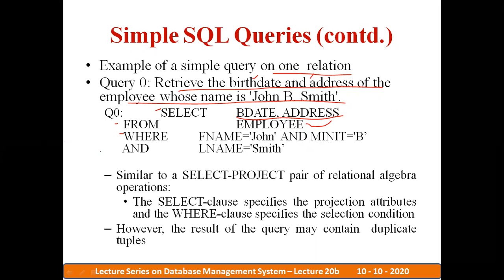Next, after that, I am going to specify the condition, because the third part will be the where clause. After the where, I need to specify the condition. So what condition have they given? Whose name is John B. Smith. As I said, John will be the first name. Then I need to put the condition, because the combination of 3 should be true, and only then are we going to retrieve it. So the middle initial is B and the last name is Smith. If this condition is specified, then we are going to retrieve the birth date and address of the employee.